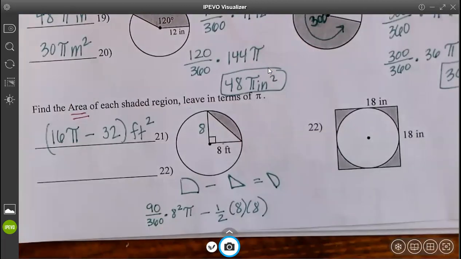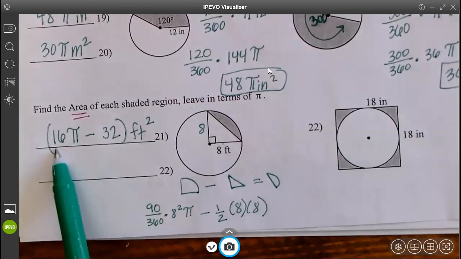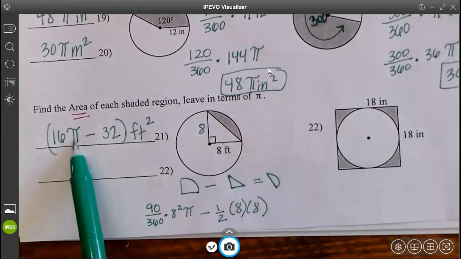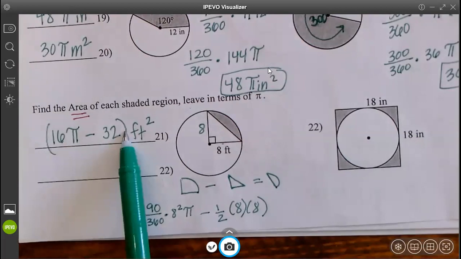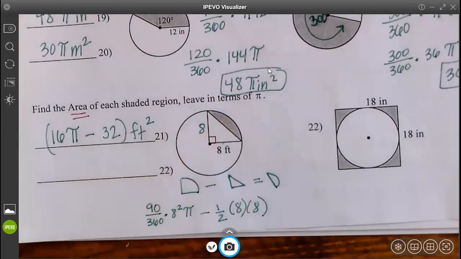Okay. So what's nice about this is that you're not really having to do the subtraction. You just leave it in there because you've got to deal with the pi. Now, if we wanted to, we could do 16 times pi minus 32 and get a decimal answer. But because it says leave in terms of pi, we're just going to leave it as is. Yeah, those make more sense now because I was confused.